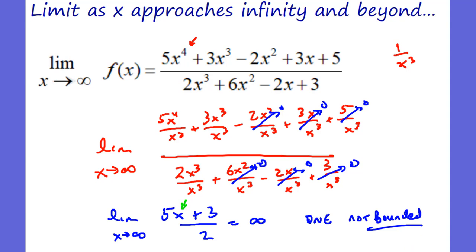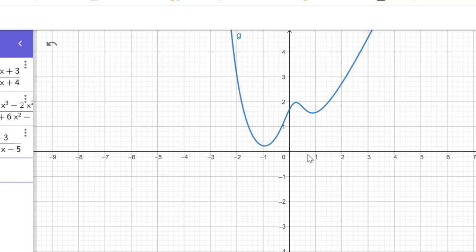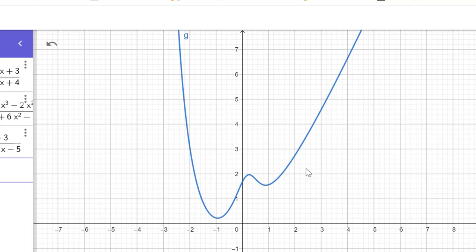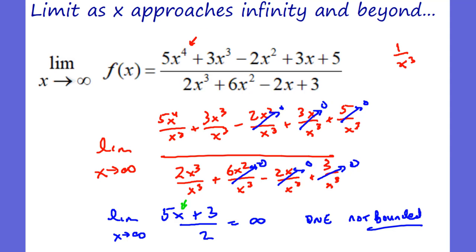If I take a look at this graph right here, you can see as we keep getting further and further towards infinity, it's going towards positive infinity, isn't it? It's not being bounded. It's not bound by anyone. And so you could say anytime your exponent is larger on the top than your denominator, the limit is always going to approach infinity, or you could say does not exist because it is not bounded.